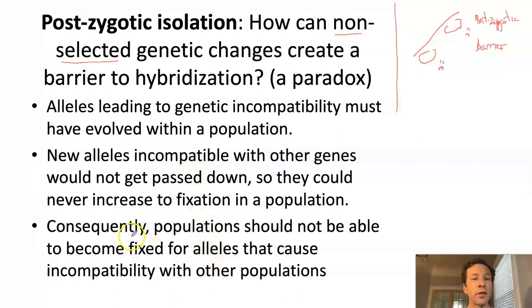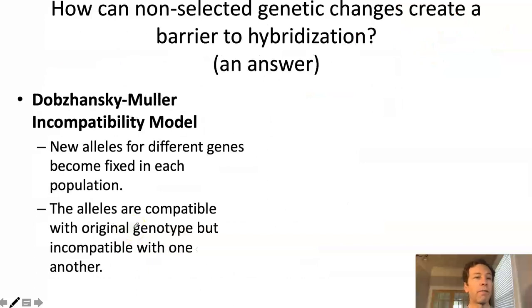So on initial examination, this would lead to the conclusion that it should not be possible for populations to become fixed for alleles that are going to cause incompatibility between populations. Because that change must have happened somewhere, and that change must have caused incompatibility at the time. So this is a paradox. We know that it happens, but we also can explain based on these logical steps that it shouldn't happen. We do have genetic models that will help us resolve this paradox.